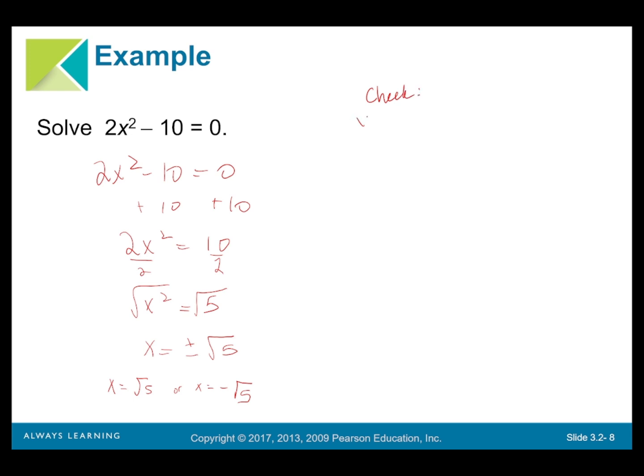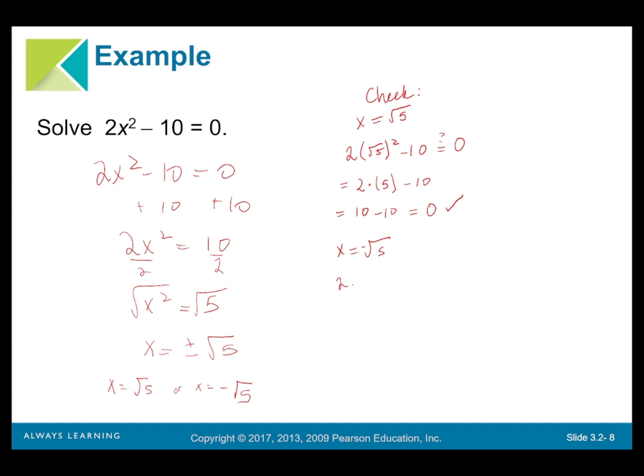So I could actually look at what happens when I plug in x equals root 5. Then I get 2 times root 5 squared minus 10. And hopefully this equals 0. Well, this equals 2 times root 5 squared. Well, those two cancel out, so it's just 2 times 5 minus 10, which of course is 10 minus 10, which does equal 0.